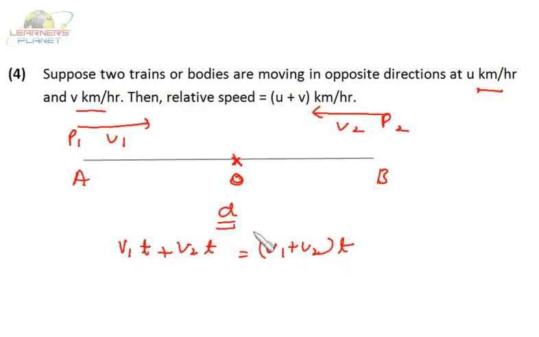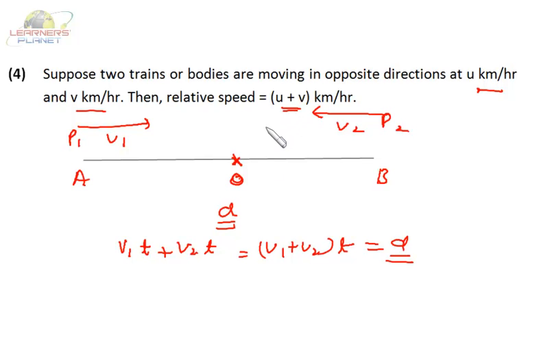Now exactly what is this? This is the same distance D. That means some of the part of this distance is covered by P1 and some of the part is covered by P2. So it is D equals (V1 plus V2)T. So if two bodies are coming from opposite directions, the relative speed is the addition of their speeds.